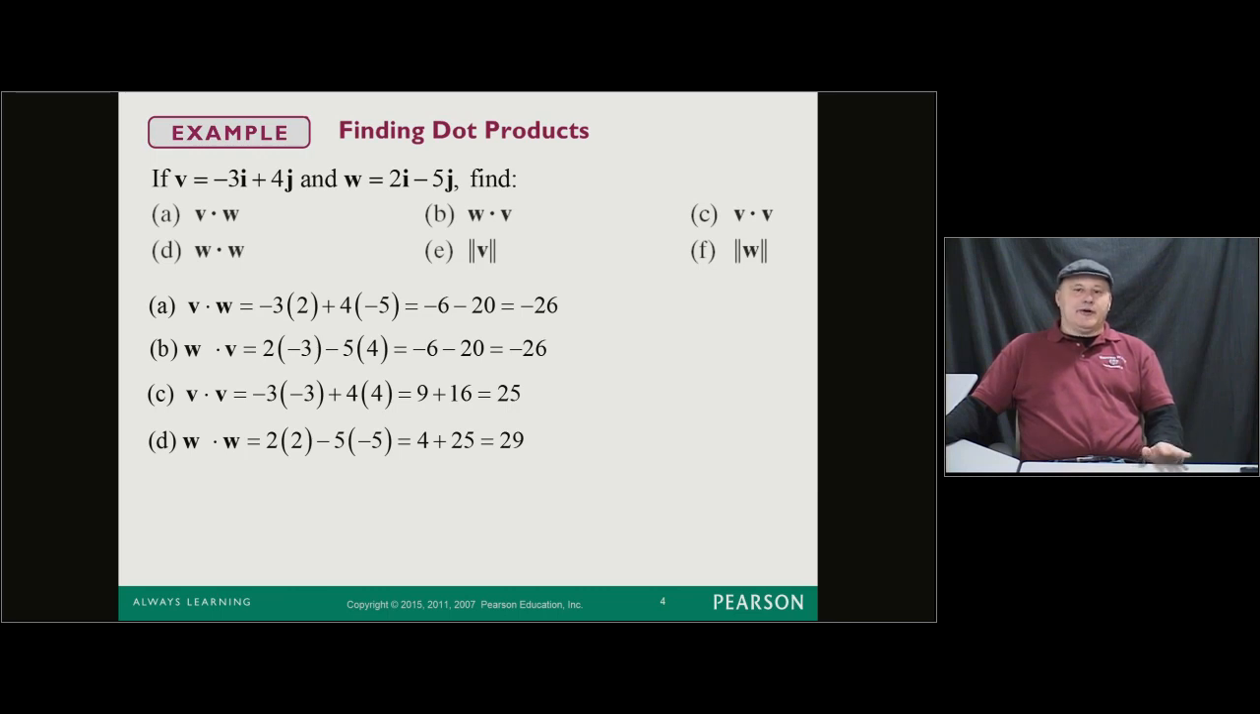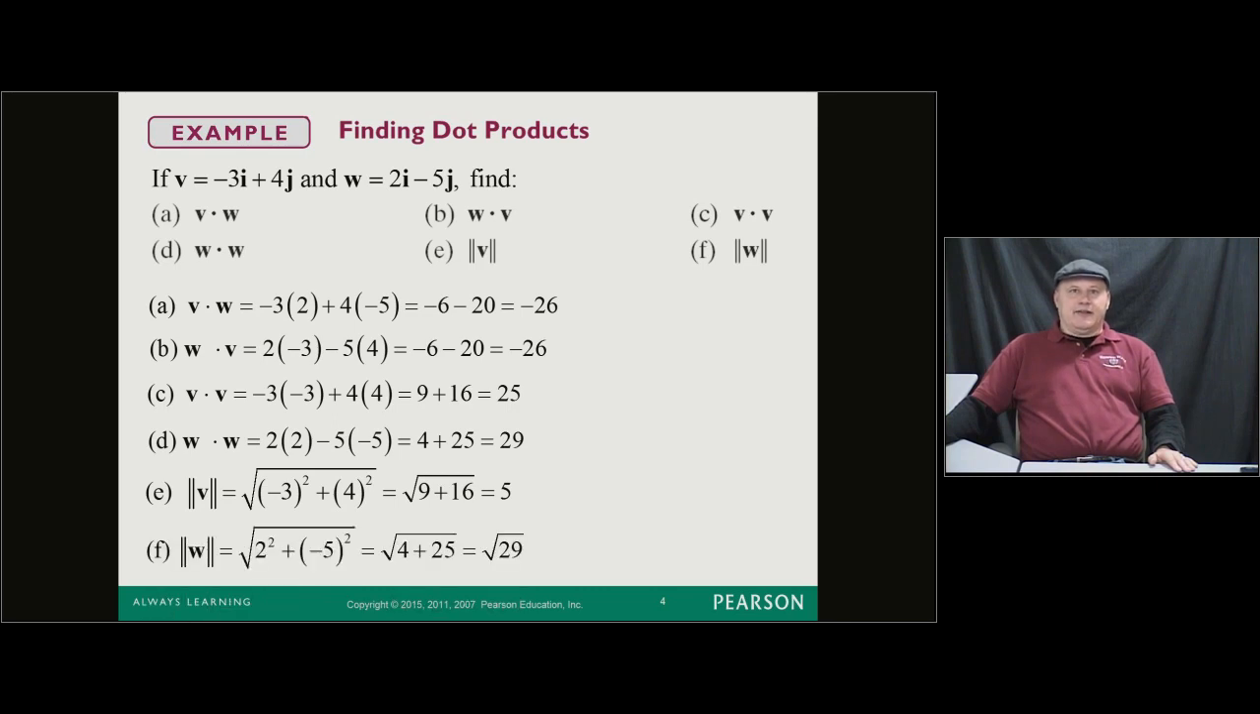But for right now, you already know how to do the magnitude of V. Remember, it's the square root of A1 squared plus B1 squared. So it's going to be negative 3 squared plus 4 squared. 9 plus 16 is 25, and the square root of 25 is 5. Okay? Now the W: 2 squared plus negative 5 squared. The square root of that is 4 plus 25, which is the square root of 29.